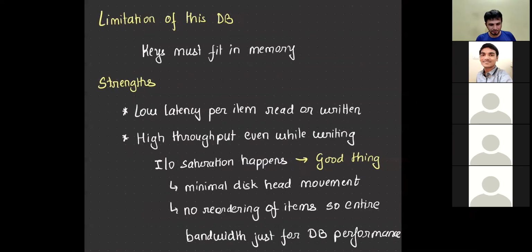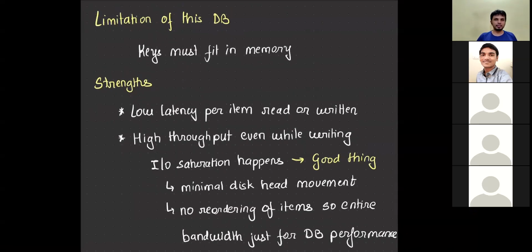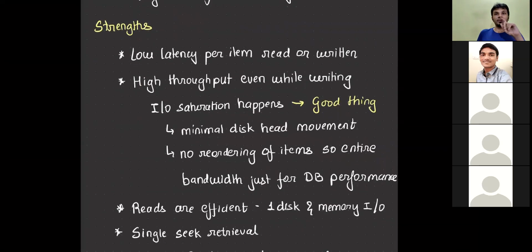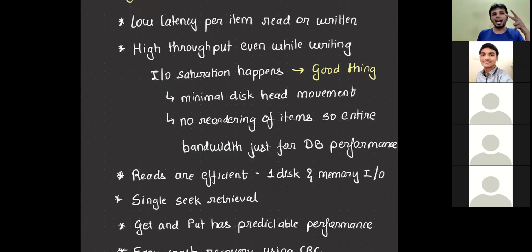Okay. So with respect to this implementation, the only limitation is that keys must fit in memory. But what do we get? We get low latency per item read or written. So get is order one, put is order one. We get very high write throughput and also read throughput, because read is also order one, write is order one.